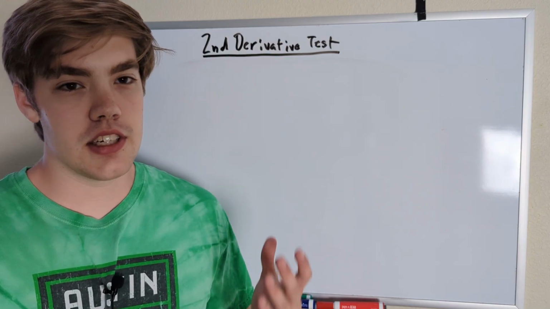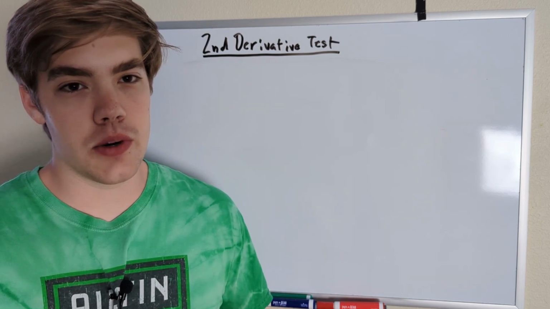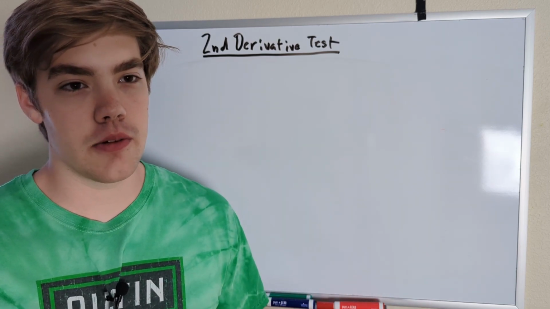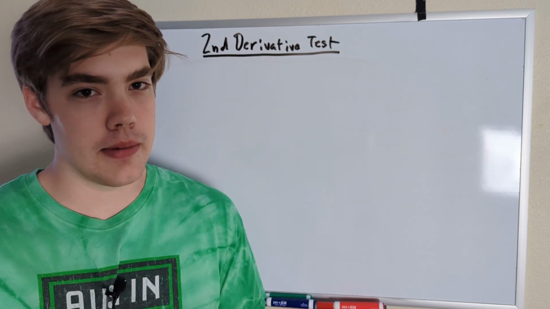The second derivative test gives us additional information about the graph that the first derivative test didn't give us. In the first derivative test, we could figure out where a function is increasing and decreasing, we could find critical points, but we couldn't find inflection points or concave up and down, which we'll talk about in this video.